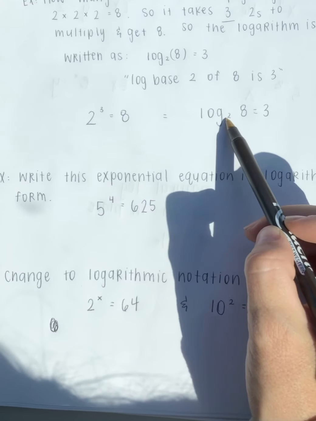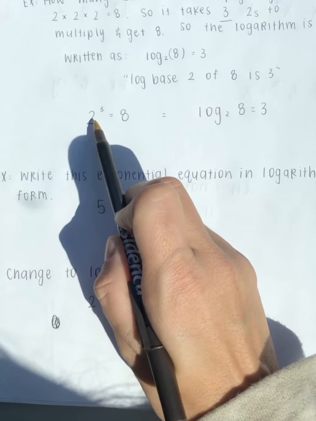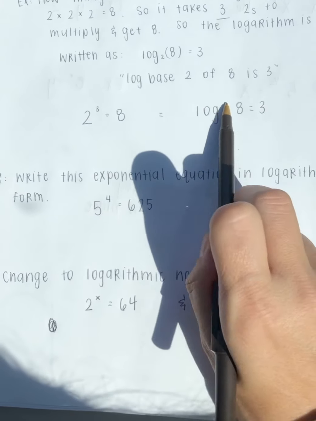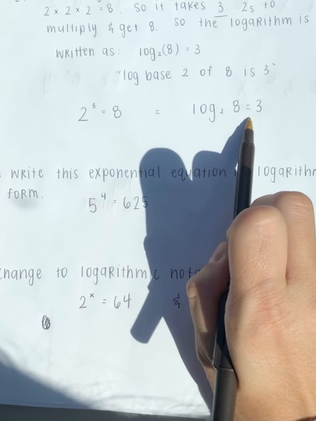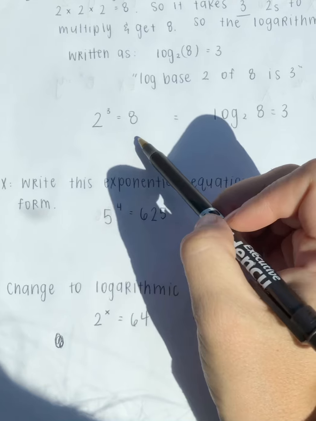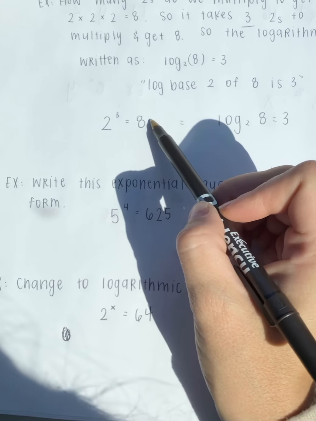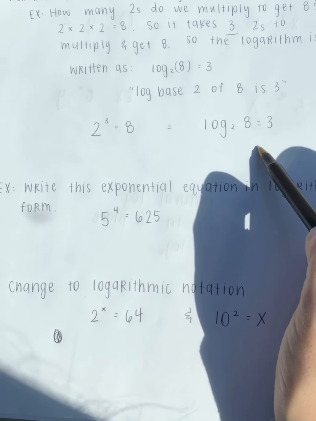So this is your base, right? The number that's raised to exponents, we have a base of 2. So they say that with the logarithm, log base 2 of 8 is 3. Okay, so what we're going to be looking at are examples where it's written in exponential form and you're going to convert it to logarithmic form.